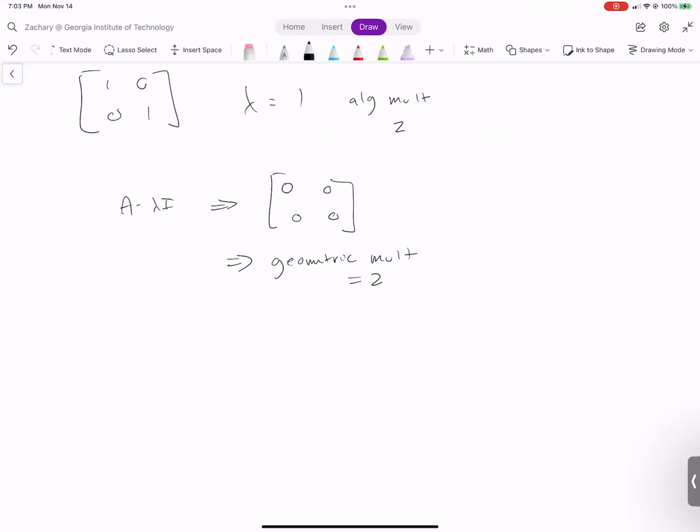What is the difference between the eigenspace and the eigenvector? The eigenspace is formed by the eigenvectors. It's like a basis and a column space. Your eigenspace is spanned by your eigenvectors for that eigenvalue. Does that make sense? The eigenspace is made by the eigenvectors.